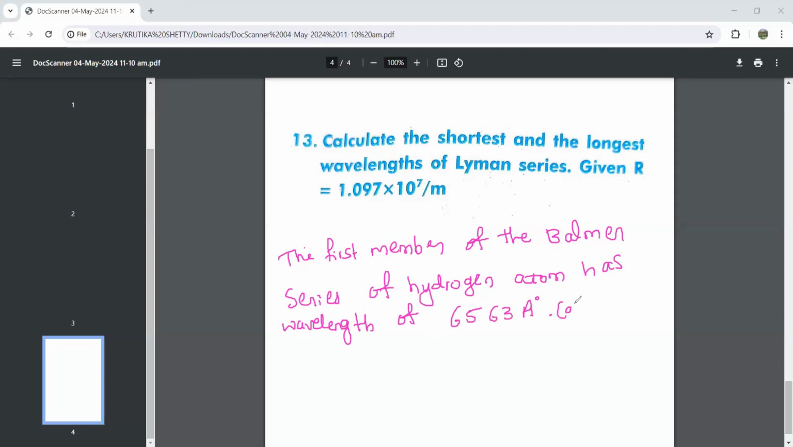You have to calculate the wavelength of the second member. Copy down the question. I'll tell you how to do this. The question is what? The first member of the Balmer series of hydrogen atom has a wavelength of 6563 angstrom. Calculate the wavelength of the second member.